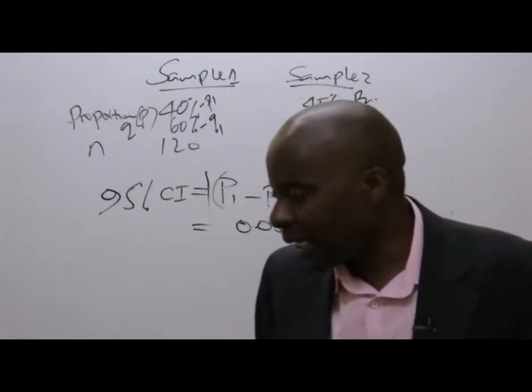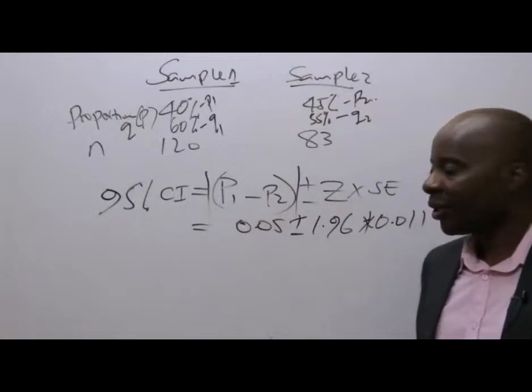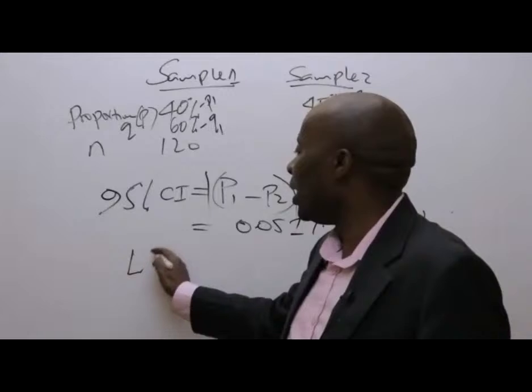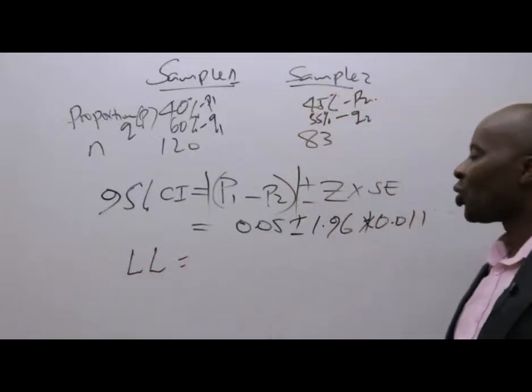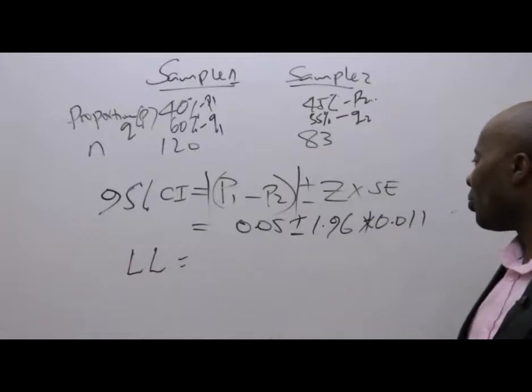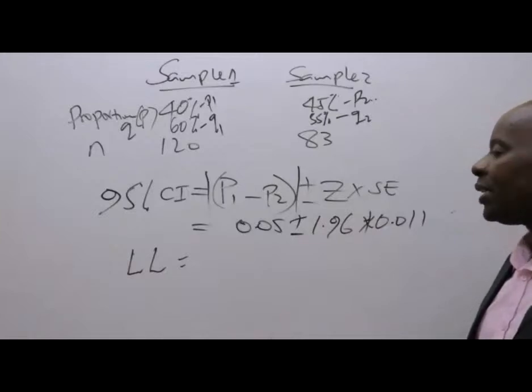0.011. I can see Dahir saying, okay. So thank you very much, Dahir. At least Dahir is with us here. So 0.011. So come and give us the lower limit. Lower limit, you get the lower limit through subtraction. So you'll come and talk of 0.05 minus 1.96 times 0.011. You get an answer. Give us an answer, we write down the lower limit.